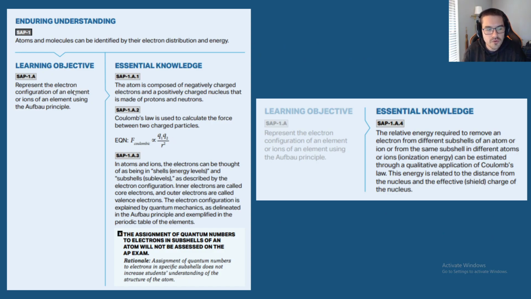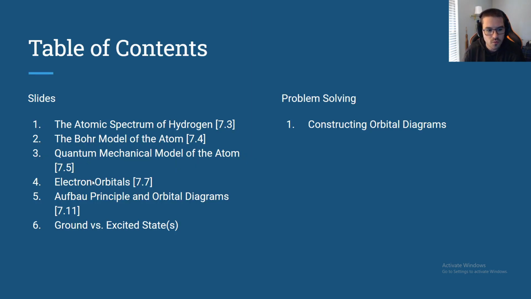Okay, so the objective for this topic is for you to be able to represent the electron configuration of an element or ions of an element using the Aufbau principle. Okay? And so we're going to be hitting on electron orbitals, the Aufbau principle and orbital diagrams, and then I'm going to make a note about ground versus excited states in this video. And then there will be a third problem-solving video where I actually work out some problems using these orbital diagrams that will be uploaded a little bit later.